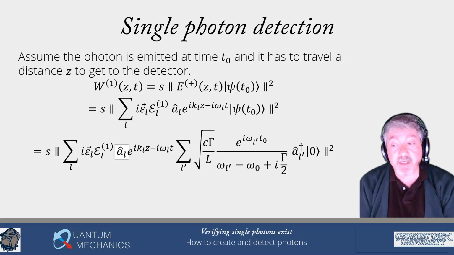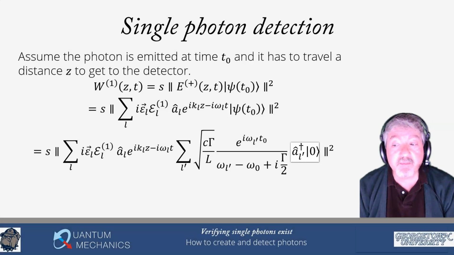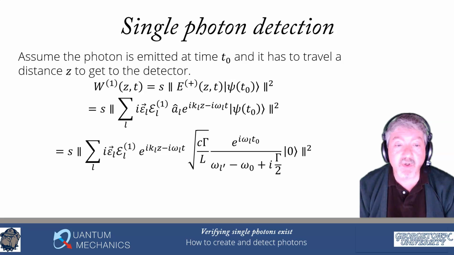And now we look carefully at our operators. You see I have an AL multiplying an AL prime dagger acting on the vacuum. That term is non-zero only if L is equal to L prime. And if L is equal to L prime, I can replace it by its commutator, which is equal to 1. So by setting L prime equal to L, I can get rid of both the AL and the AL prime dagger. So we go ahead and do that.